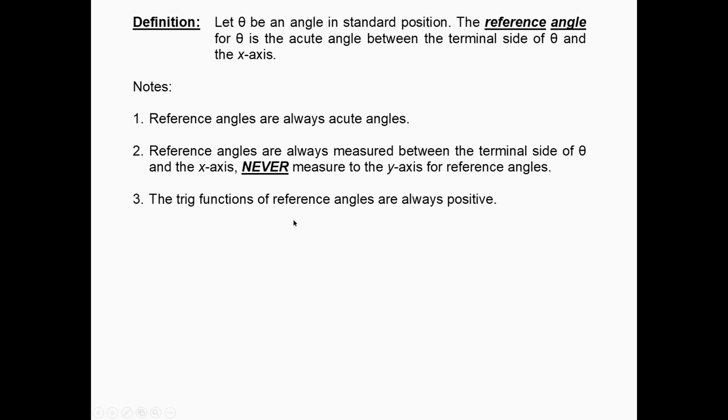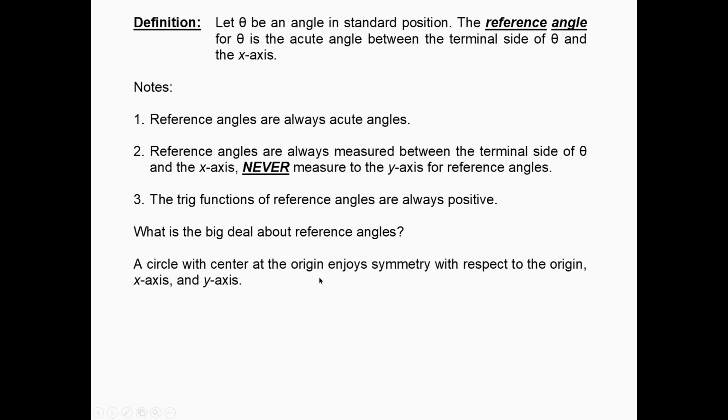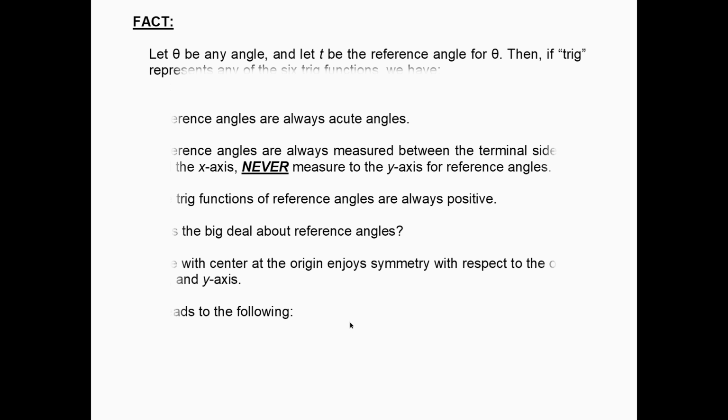Number 3, the trig functions of reference angles are always positive, because they're acute. What is the big deal about reference angles, other than they're nice, simple angles? A circle that's centered at the origin enjoys symmetry with respect to the origin, x-axis, and y-axis. It's a circle, it has all kinds of symmetries. This leads to the following.